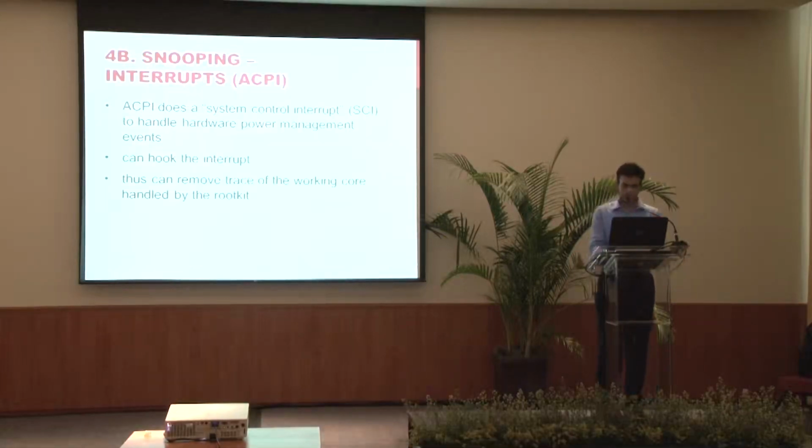We talked about ACPI power events before. ACPI does a system control interrupt, SCI, to handle hardware power management events. This can happen if your CPU is going from a particular state to another, a lower power state, or it is going into sleep. And then you can hook the particular interrupt. And then if you've only stolen one core, and you don't want the OS to notice any power change, any hardware power events on the core, you can remove trace of the working core by the rootkit.